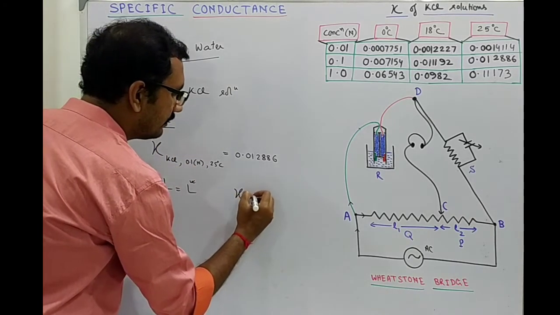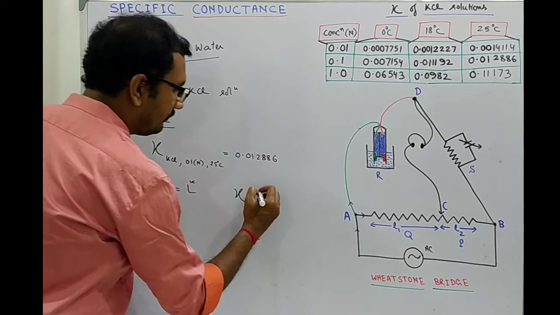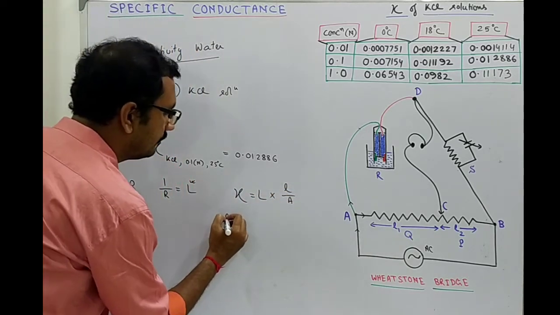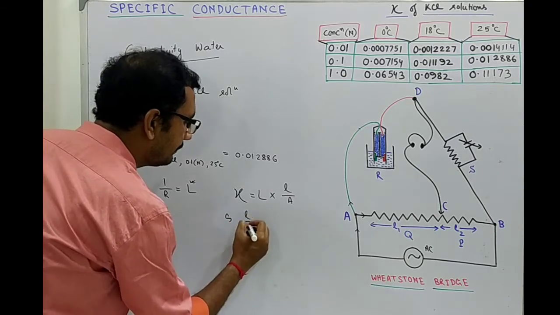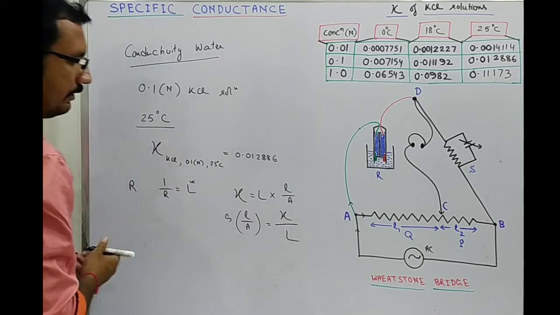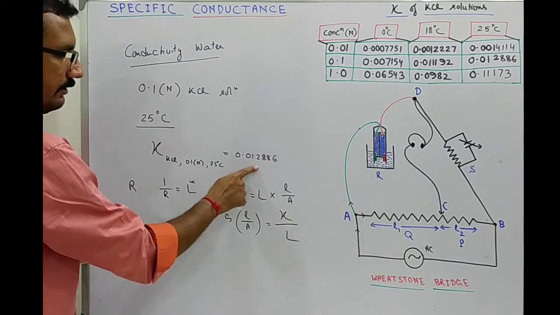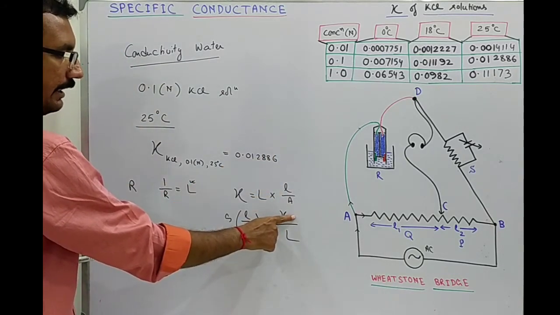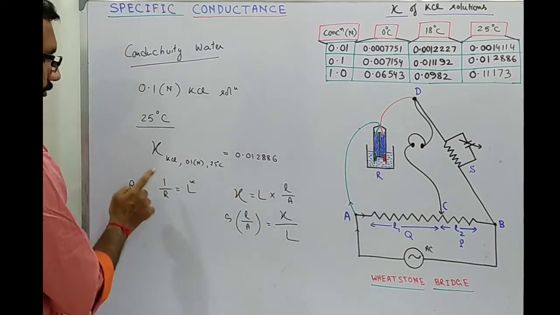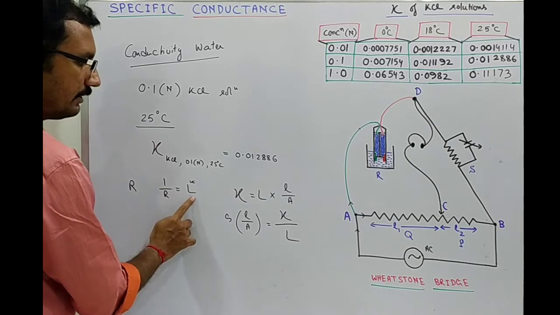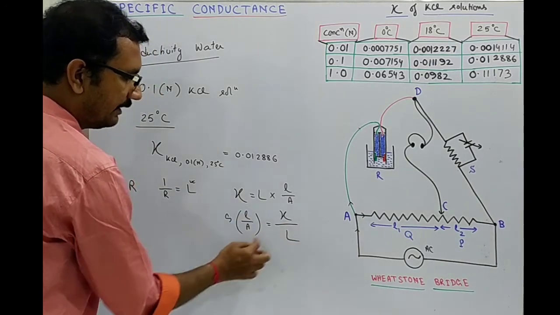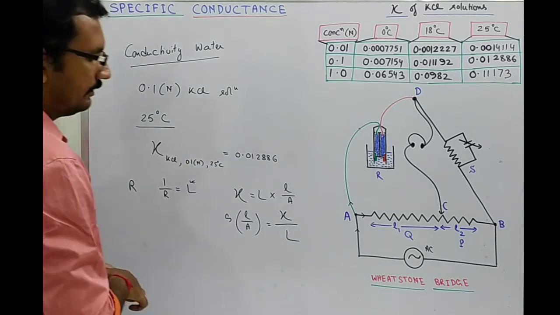Now, you know the relation kappa equals to L into L by A. So, what will be the value of L by A? Equals to kappa by L. Kappa you have from the chart, put this value, and you have to perform the experiment. From that you will get the resistance. You have to make reciprocal of it, that will give you conductance. So, put here. So, you have kappa, you have L. So, that will give you the cell constant.